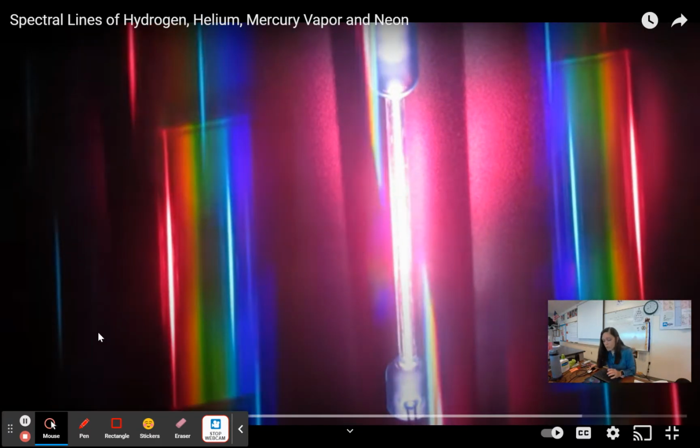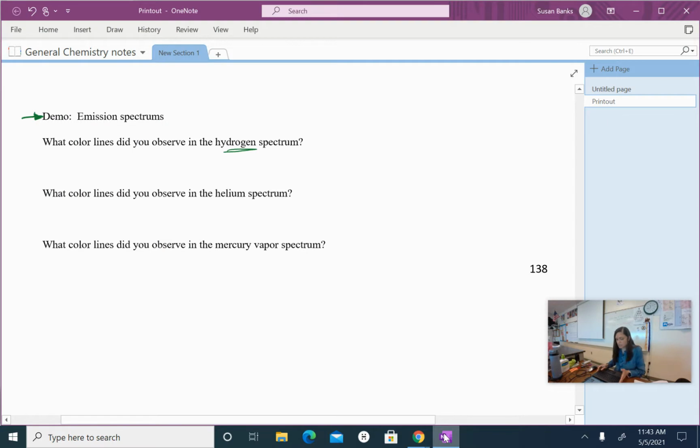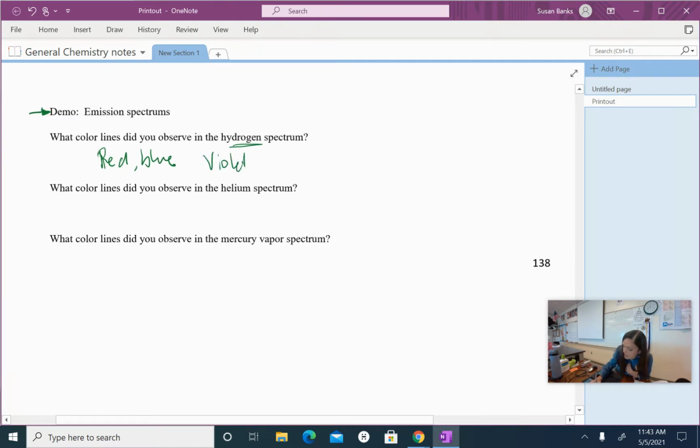Okay, so when we look at this, I want you to see where we only see individual lines. We get this really bright red line up here, and we get this really bright blue line right here. So in the hydrogen spectrum, we are seeing red and blue. So I want to go back to our notes here. What do we see in hydrogen? We see a red line and a blue line. Now, we really should see a few more. It's really hard to see the violet lines because they are really dark. They almost fade to black.